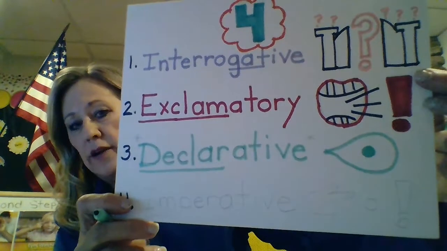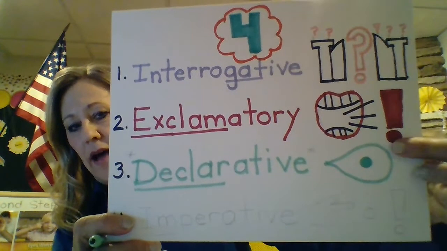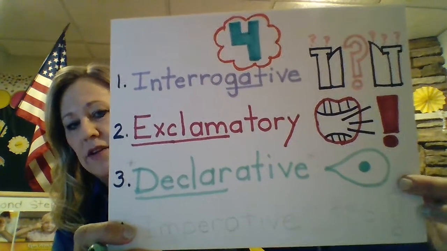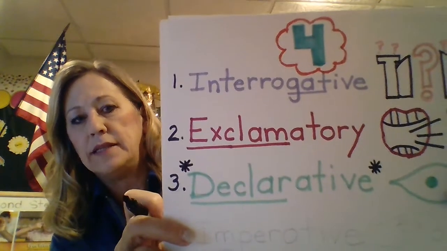So there's my declarative. So I have interrogative with my gate, I have exclamatory with my mouth exclaiming, and now I have declarative with my speech bubble. There's one more thing I'm going to do for declarative. I'm going to put 2 stars, one on each side of that word, because declarative sentences are the most common type of sentence. They're the type we use every single day when we talk to each other, okay?